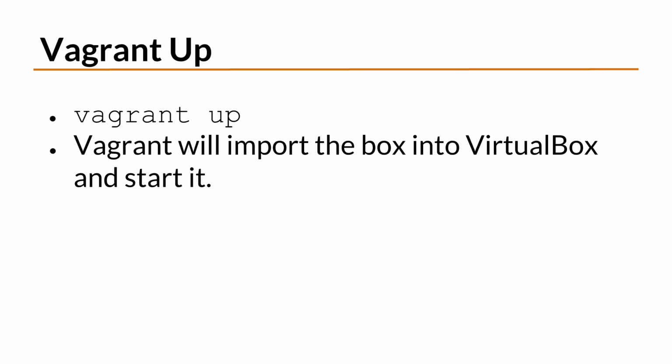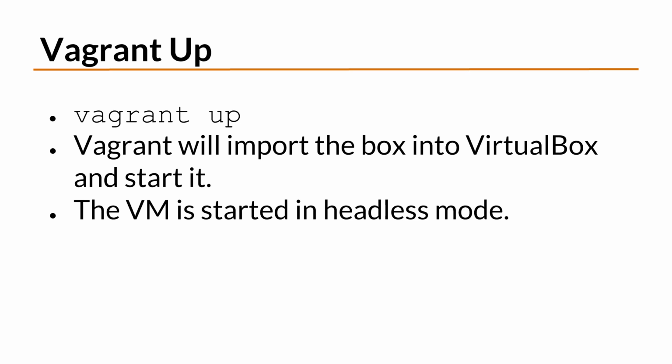The first time you run the vagrant up command, Vagrant will import or clone the Vagrant box into VirtualBox and start it. If Vagrant detects that the virtual machine already exists in VirtualBox, it will just simply start it. By default, when the virtual machine is started, it's started in headless mode, meaning that there's no UI for the machine visible on your local host machine. Since this class is focused on server systems, we'll be working at the command line, so we really don't care about looking at the Linux desktop anyway.